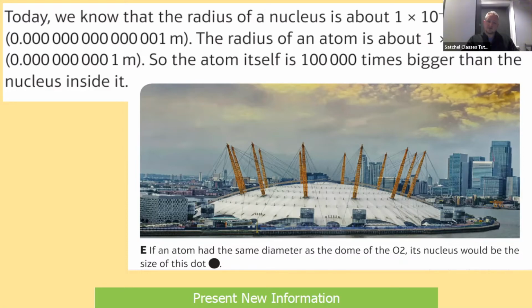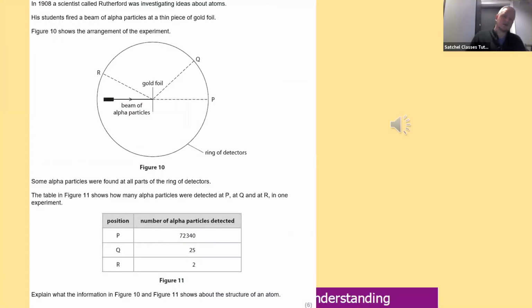And as an example of this, if the atom had the same diameter as the entire dome of the O2 Arena in London, its nucleus would be the size of the dot on the screen. So how does this work then?